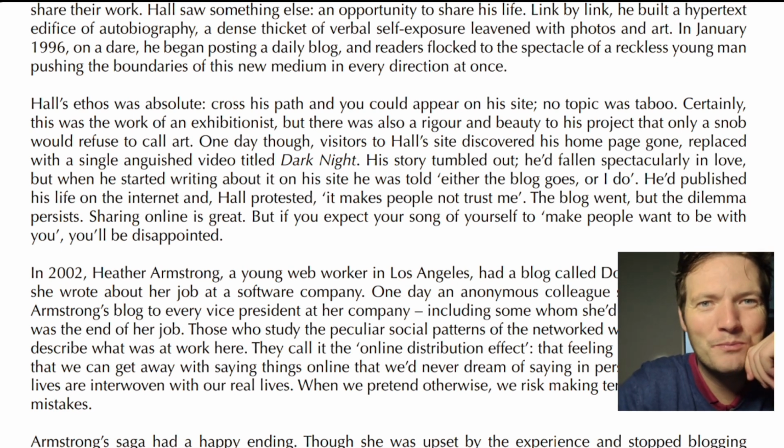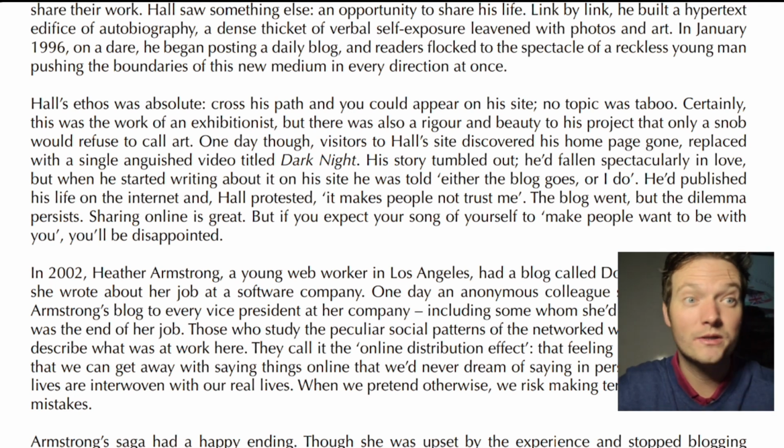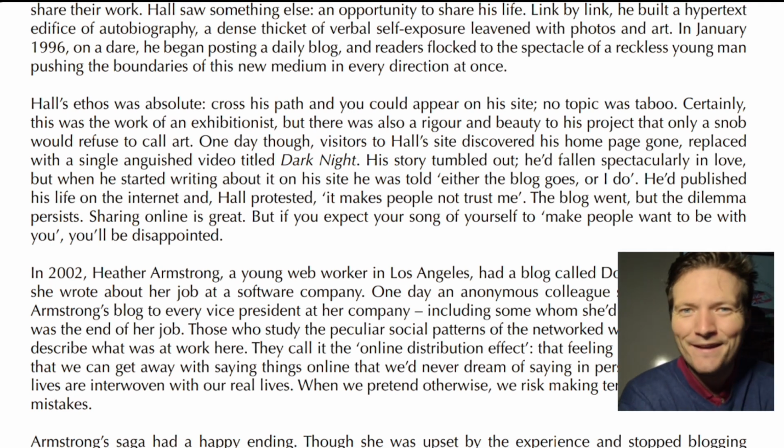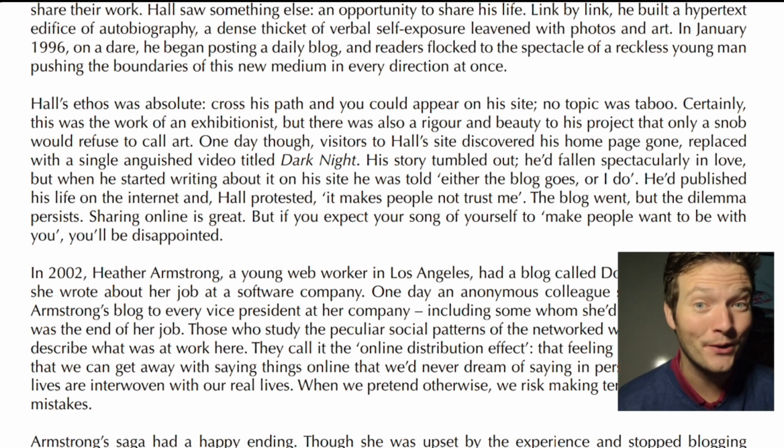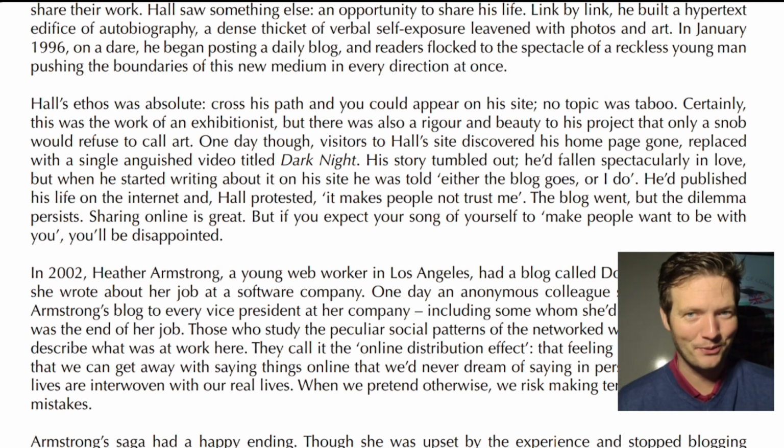He'd published his life on the internet. Hall protested, "It makes people not trust me." The blog went, but the dilemma persists. Sharing online is great, but if you expect your song of yourself to make people want to be with you, you'll be disappointed. Imagine that your significant other in 2021 tells you to delete your social media. It's me or Facebook.